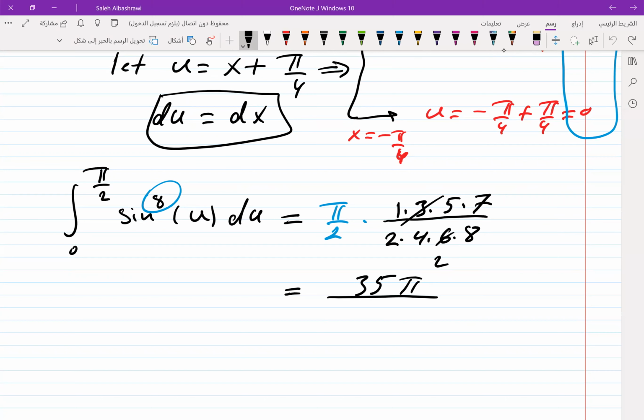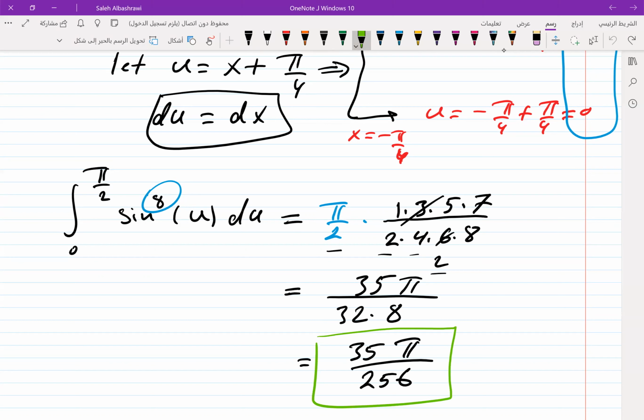divided by, this is 2 times 2 is 4 times 4 is 16 times 2 is 32 times 8. It is 32 multiplied by 8, and this will be 256. So the value for this integration is 35 pi divided by 256.